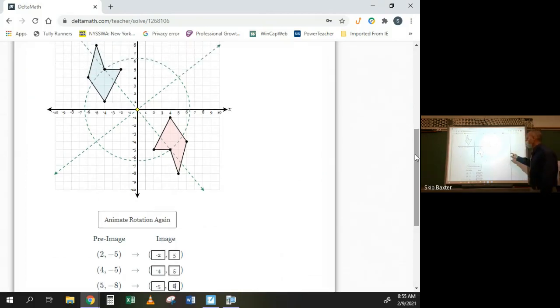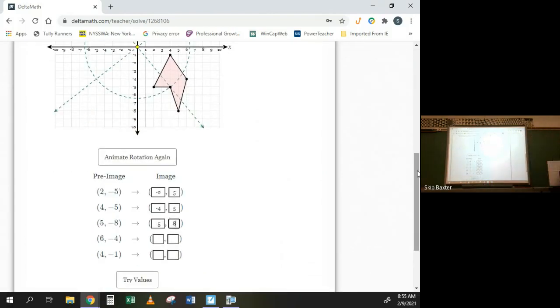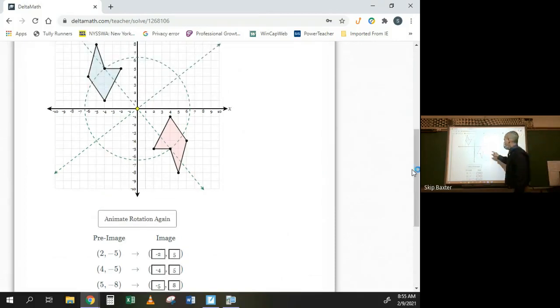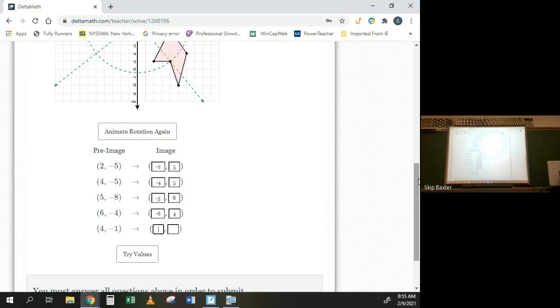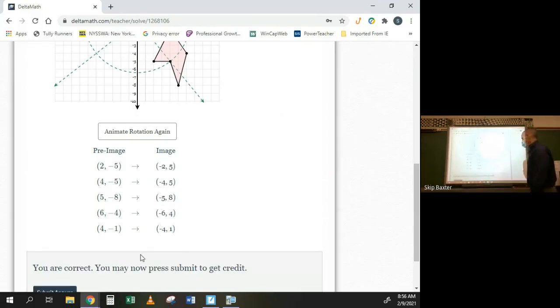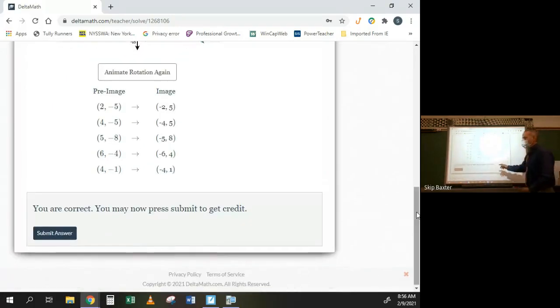So (6, -4) is here. Its image is over here at (-6, 4). And then the last point, (4, -1), is here, so its image is at (-4, 1). And then you try them, and then you just submit it, and that's the answer.